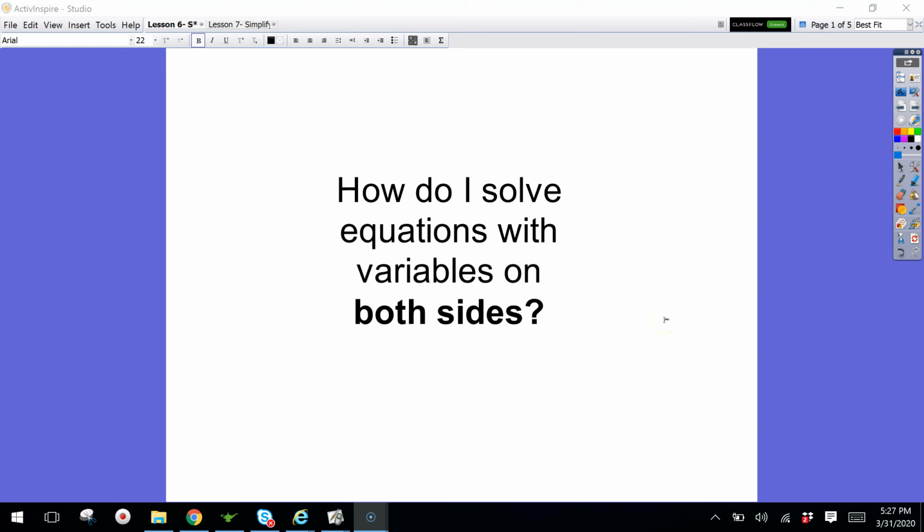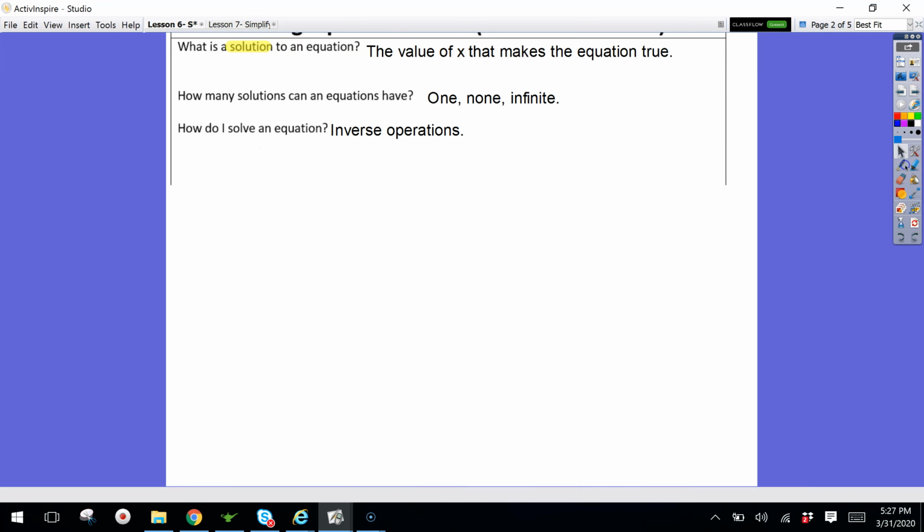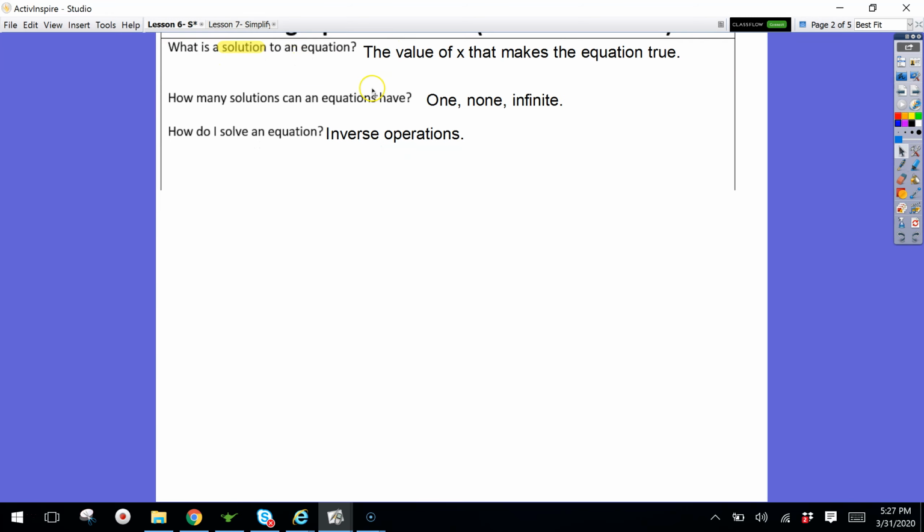So in this video, we are going to continue to learn how to solve equations, but now our equations are going to have variables on both sides. Before we continue, let's review what we learned from last class. The solution to an equation is just the value of x that makes it true. And remember, there can be one value that makes this true, none, or infinite.